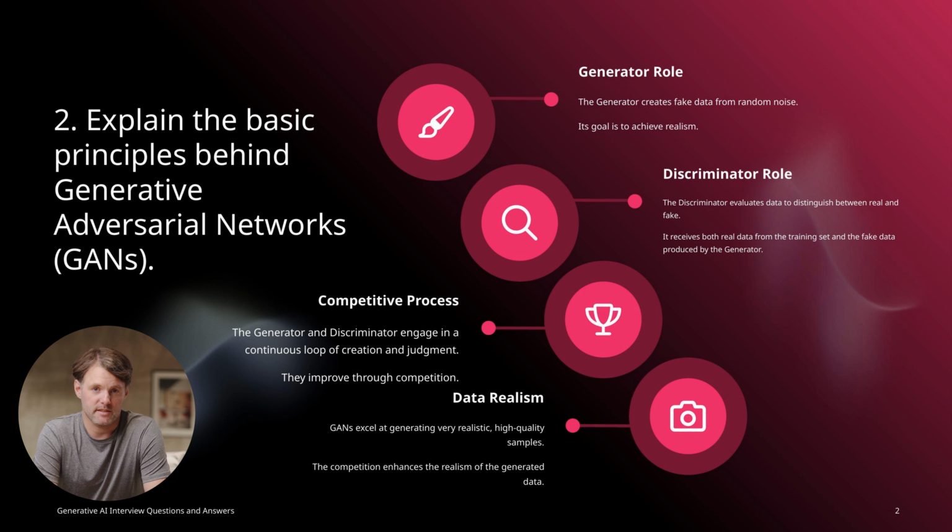The next question is, explain the basic principles behind generative adversarial networks, GANs. And the answer for this question is, GANs have two main parts, a generator and a discriminator. The generator tries to create fake data, and the discriminator tries to tell the difference between real and fake data. They compete, and the generator gets better at creating realistic fake data through this competition.